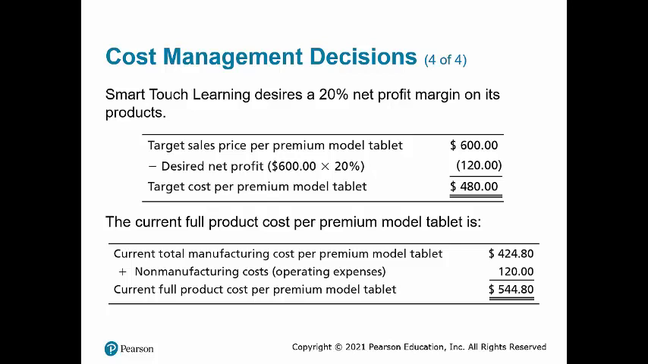$544.80. So in order for Smart Touch Learning to earn their desired net profit of $120 and keep their sales price at $600, Smart Touch Learning management has got to find a way to reduce costs by $64.80 per unit. That is the difference between the target cost, which is the $480, and the actual cost of $544.80. And that is how you would use activity-based management to make cost management decisions. And that is the conclusion of the demonstration for Learning Objective 3.